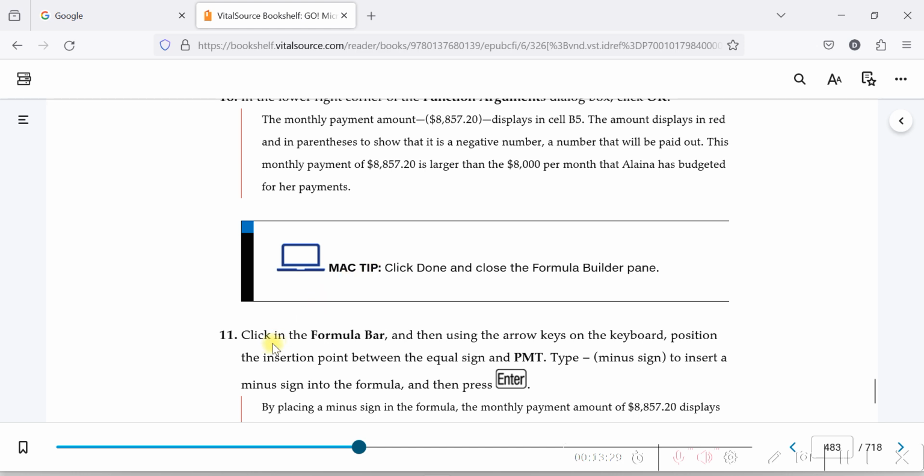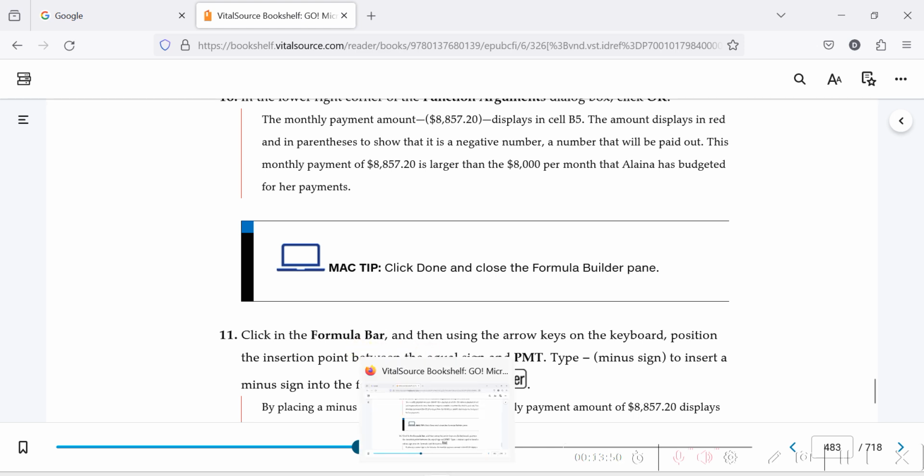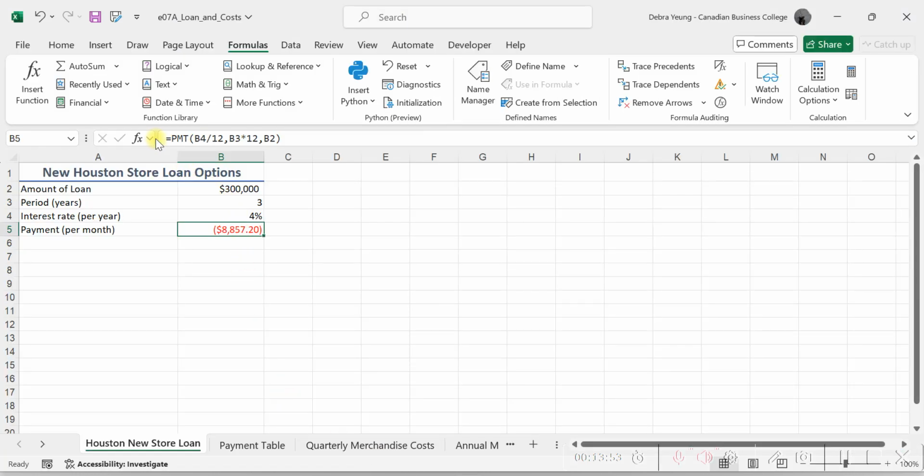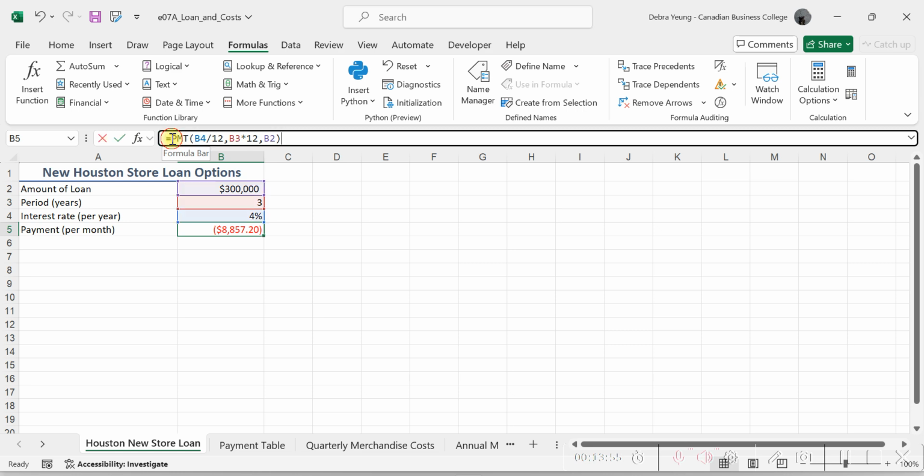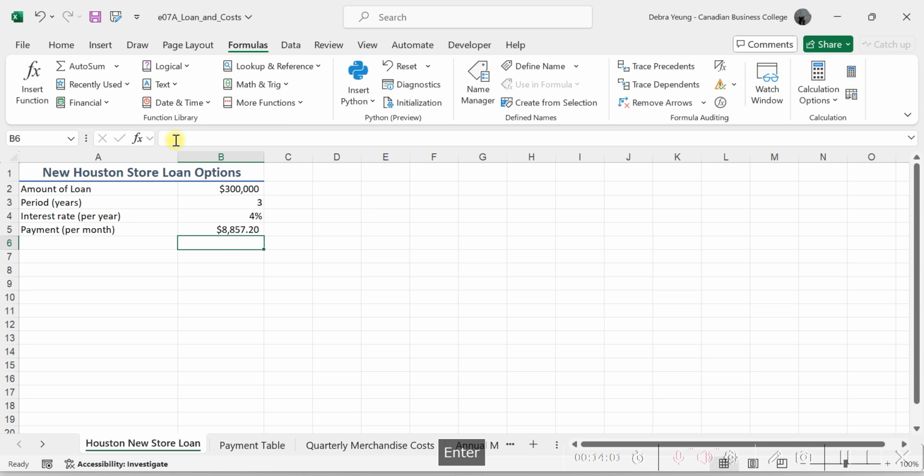Number 11. Now we're going to go back to the formula bar and put the minus sign between the equal sign and the PMT. So it's going to be minus the PMT. Weird, but let's do it. In the formula bar, I put my insertion point between the equals and the PMT, press the minus key and Enter. Do you guys remember 2 negatives make a positive? And so that way we're forced into a positive value.